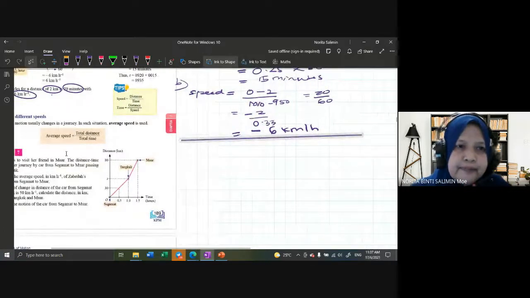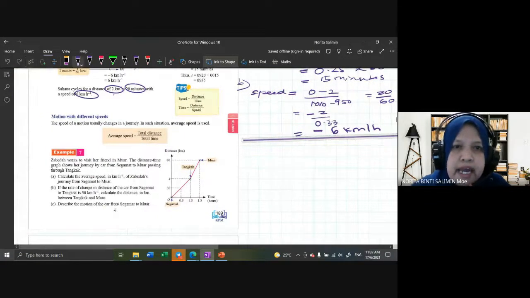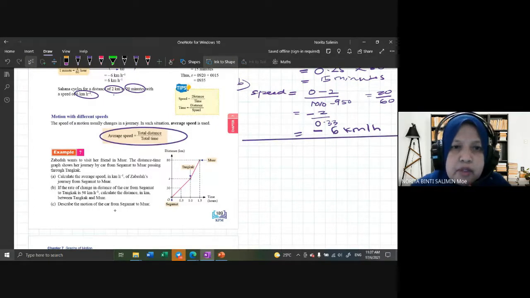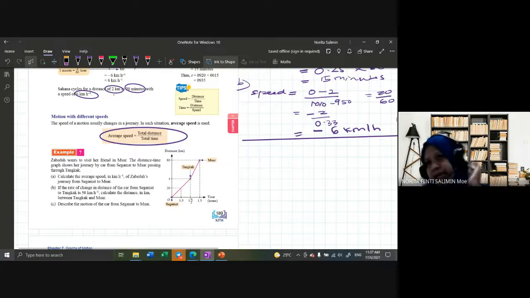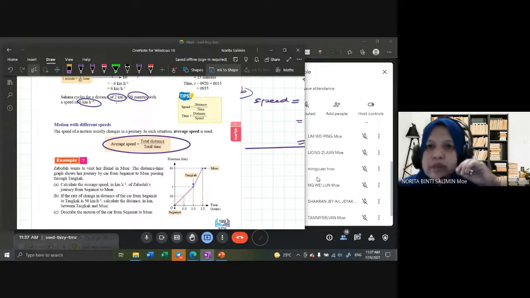Okay, sekarang ni. Ini pun benda penting. Average speed. Average speed means average speed is the total distance divided by total time. Jumlah jarak dibahagi jumlah masa. Itu adalah laju purata. Okay, look at here. Example 7. Siapa boleh baca untuk cikgu? Ming Yuan Ho.